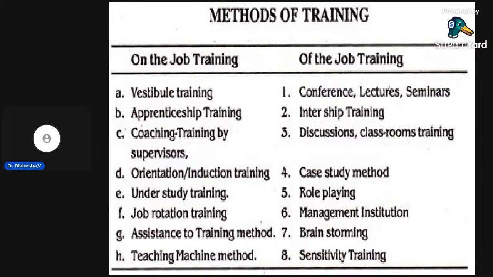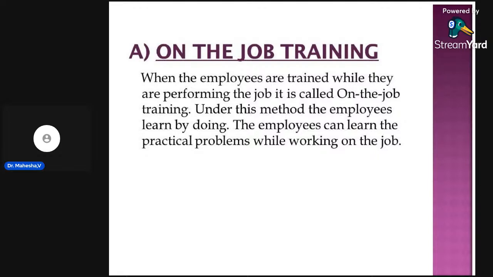Let us go one by one. What are the other methods of on-the-job training? As I said, there are eight methods which come under on-the-job training. One is vestibule training, apprenticeship training, coaching or training by supervisor, orientation or induction training, understudy training, job rotation, assistance to training method, and teaching machine method. And then after discussing all these things in detail, we'll move on towards off-the-job training.